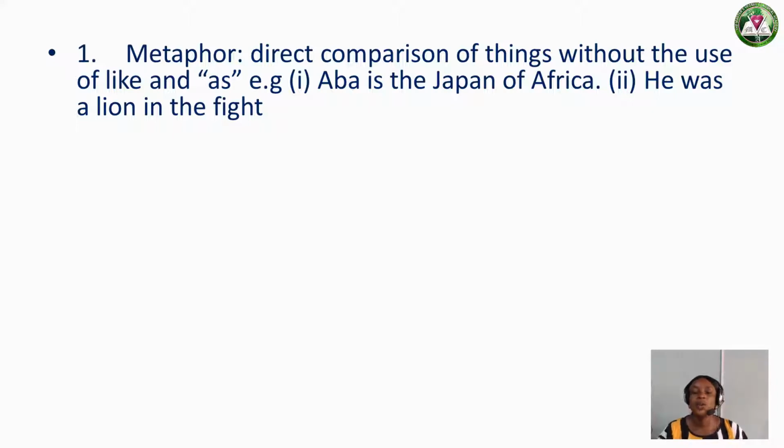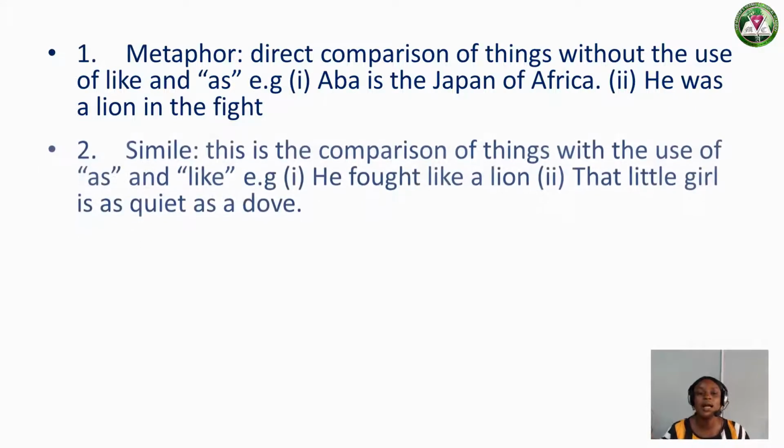We have another example. He was a lion in the fight. Simile will say he fought like a lion, or metaphor will say he was a lion in the fight. That means a person fought bravely, boldly, strongly like a lion, because we all know that a lion is a very strong and powerful animal.